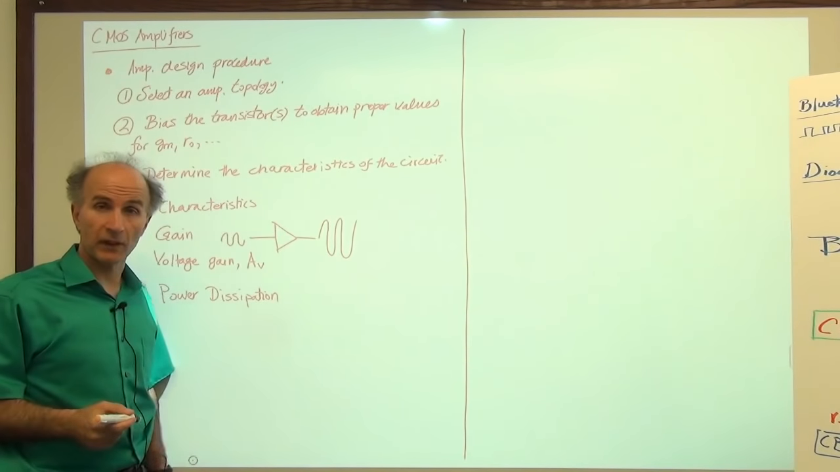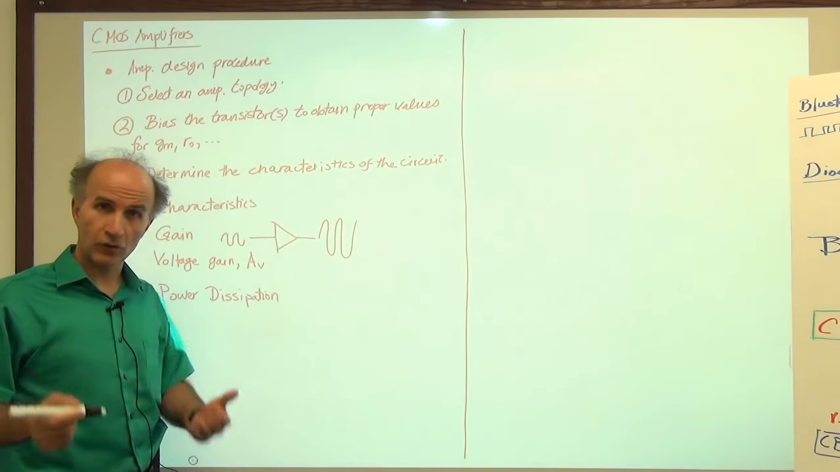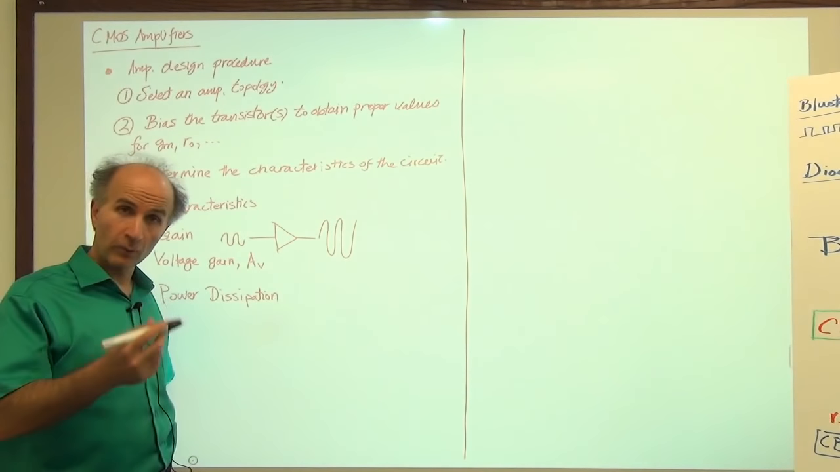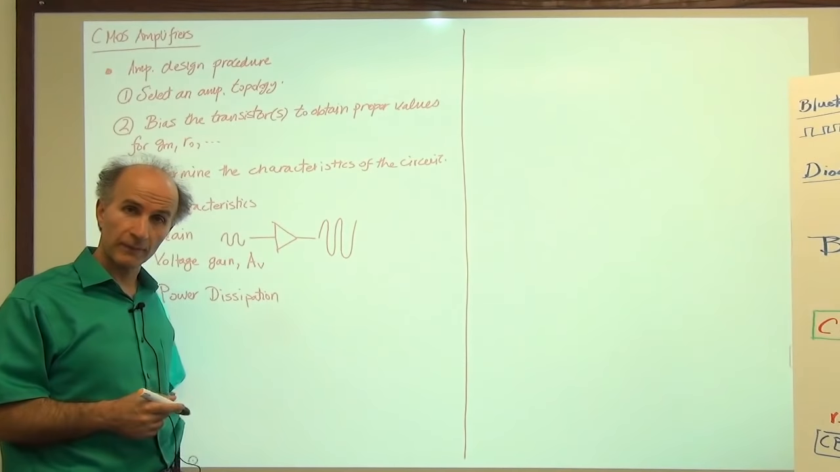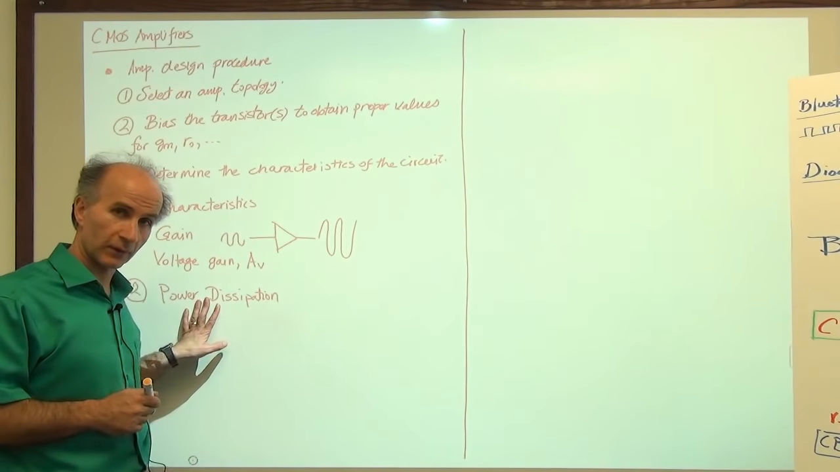For example, in portable devices, you don't want to charge your cell phone all the time. You still have to charge it at the end of the day, but if you have a very low power consumption cell phone, you can keep it for several days and then charge it. So that's one example of why power dissipation is important.